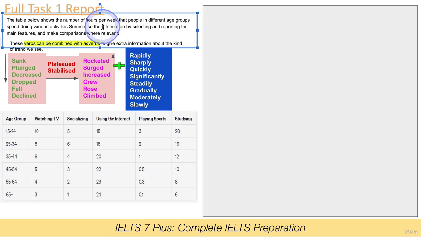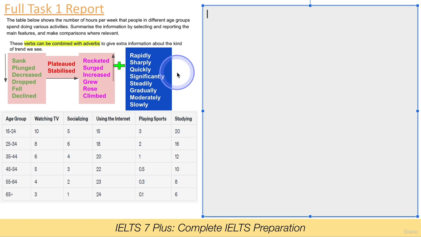Alrighty, so you might think, oh, how do we start the essay? I'm not sure what to do. Well, the first thing we need to do is paraphrase the first sentence here. In other words, we want to write it in our own words. Okay, so the table below shows the number. We don't need to paraphrase every single word.